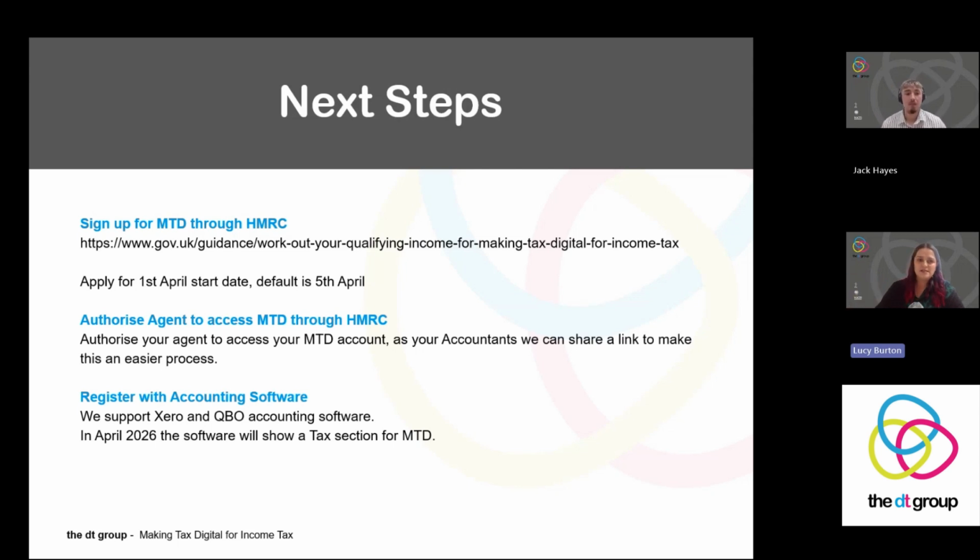But what I would suggest is if you're not sure, you can attempt to sign up for Making Tax Digital through the HMRC website. Again, we can share this documentation so you get the link later on as well. You need to apply if you want to have the 1st of April as your start date. Again, you need to do that before you do any submissions.